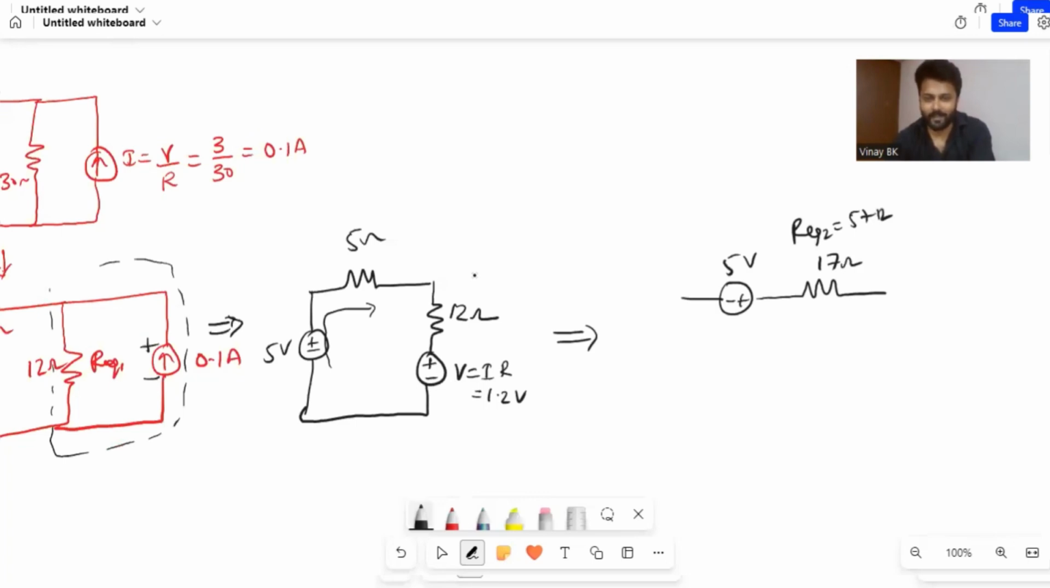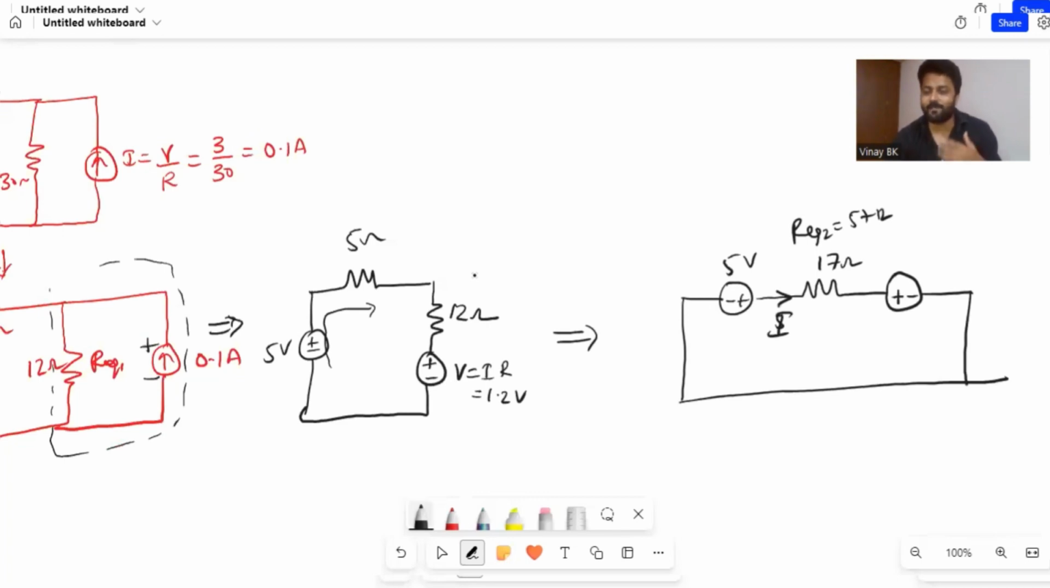Then again the voltage source. What will be the polarity of the voltage source? If it comes on up, this is plus and minus like this. Hence it forms one closed loop again. Current flowing through the 5 ohm is the same as current flowing through the 12 ohm, so I am writing directly 17. So what is the value of this voltage source? 1.2.